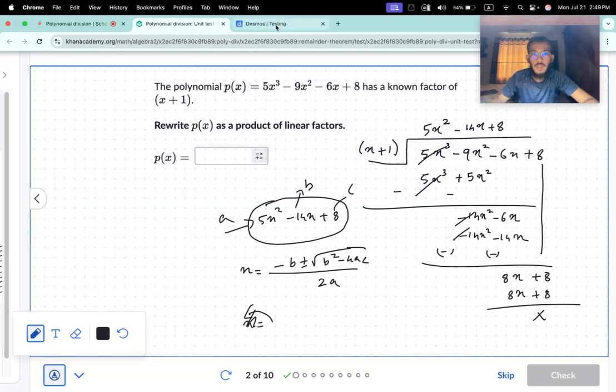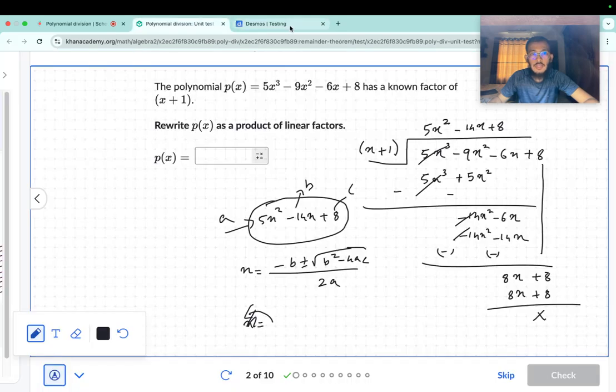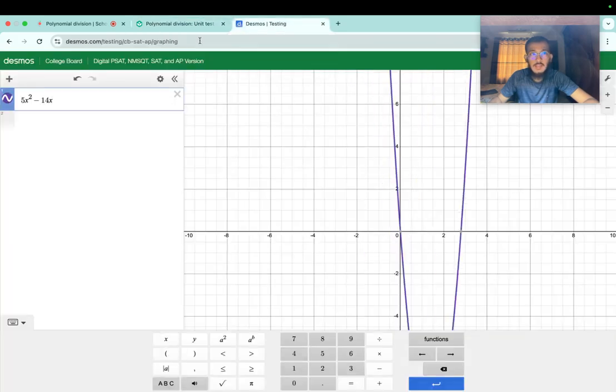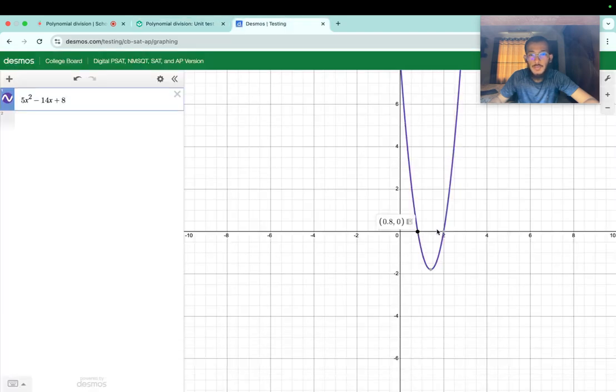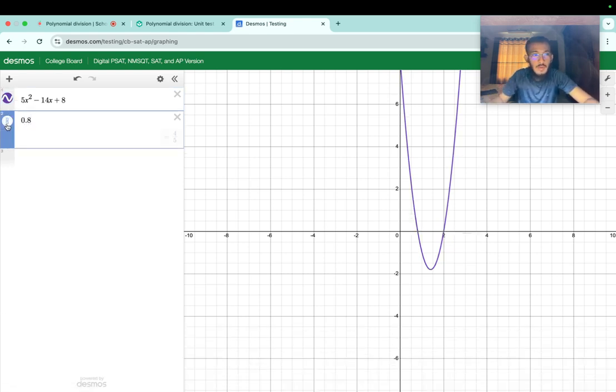Alternatively, we can plug in the values in a calculator in decimals. So 5x squared, negative 14x, and this is the easiest one, positive 8. So this is the quadratic equation we have, 5x squared negative 14x positive 8. So what do we get? We get 0.8, and 0.8 is 4 by 5. So we get x equals 4 by 5 and x equals 2.